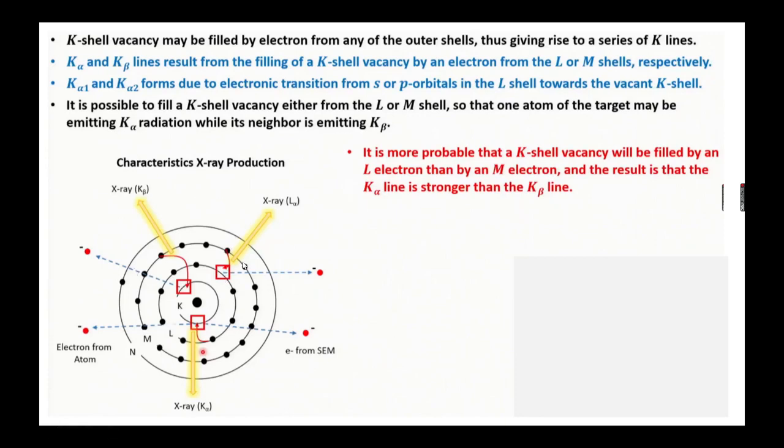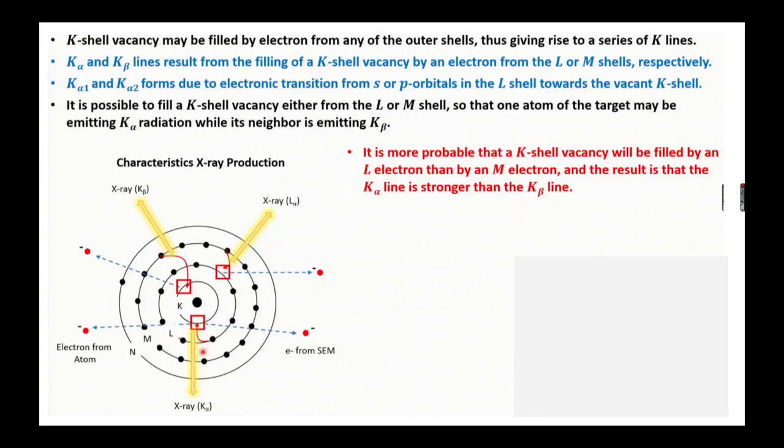So this is how you define the naming of K alpha, K beta, or L alpha, L beta. K alpha and K beta lines come from filling the K shell vacancy by an electron from the L or M shells respectively. When the electron comes from the L shell to the K shell, it is K alpha. From the M shell to the K shell, it is K beta.